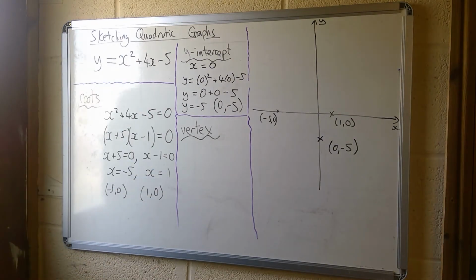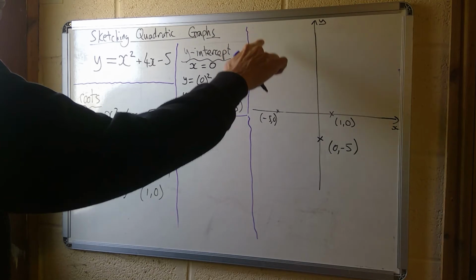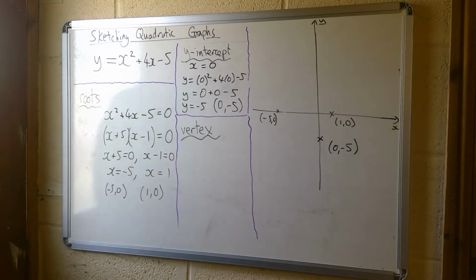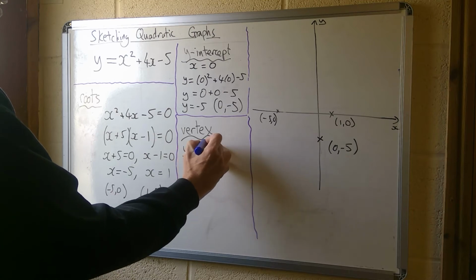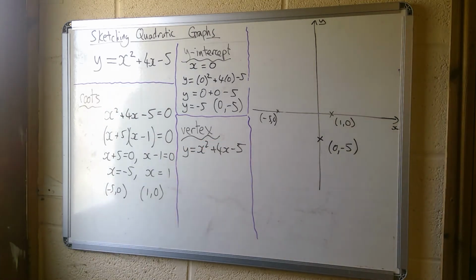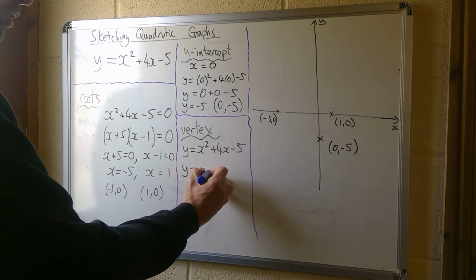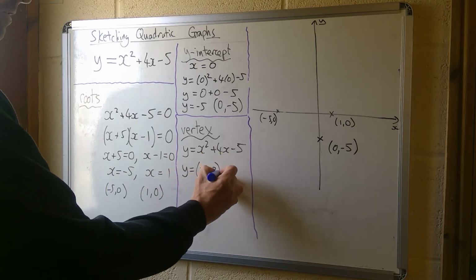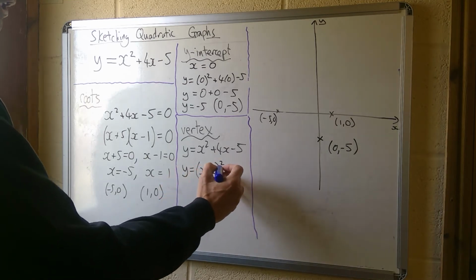The final thing we're going to do is calculate the vertex. This is the turning point. And because it's a U shape, it's going to be a minimum point. To do this, we need to write the quadratic expression in the completed the square format. So you might need to refer back to how to do completing the square. So it's going to be y equals x plus 2, so I've halved the 4, and I'm going to be left with an extra 2 squared here, which is 4.